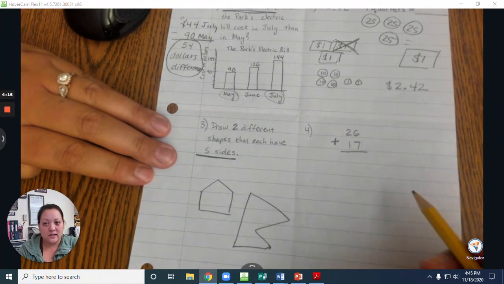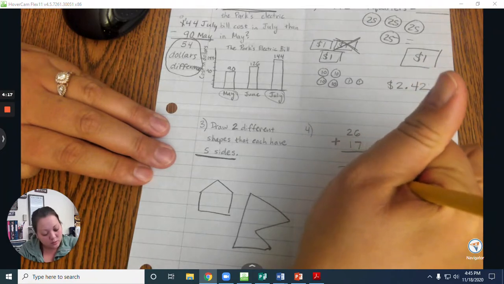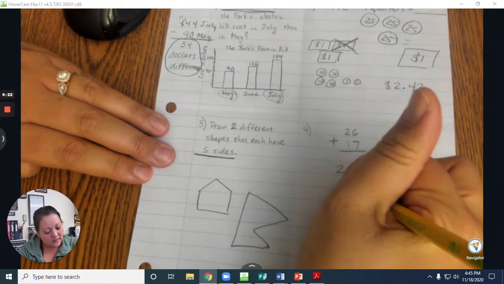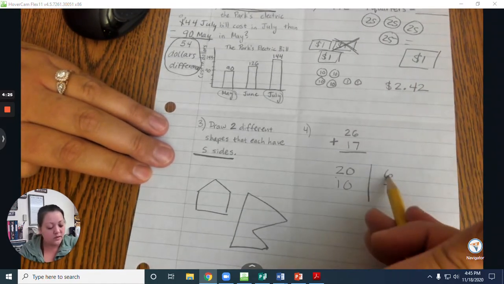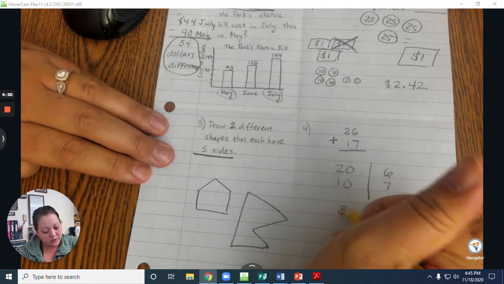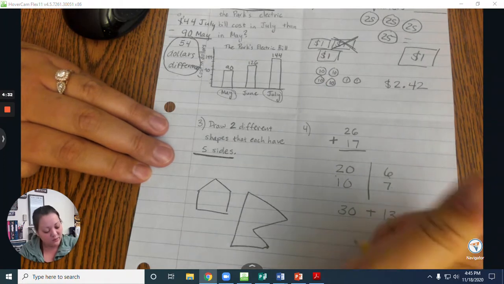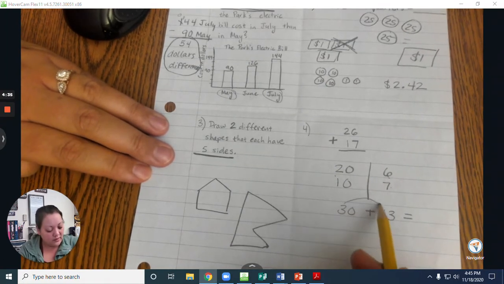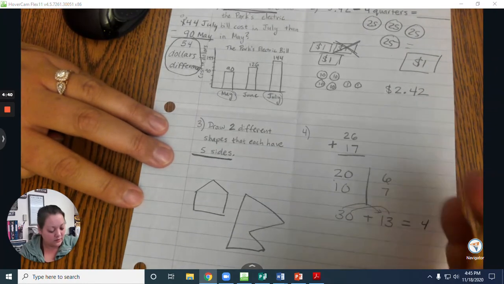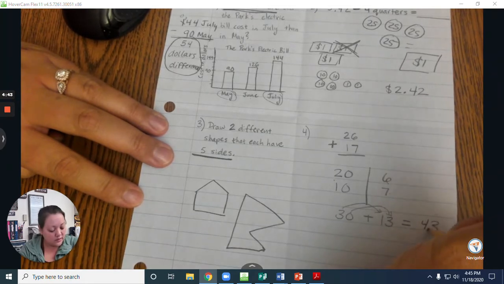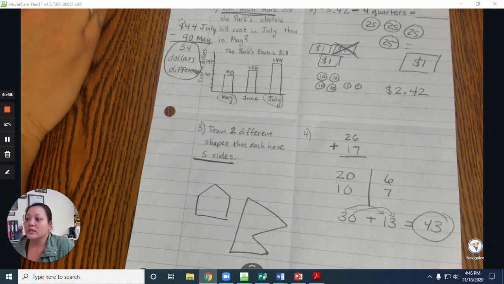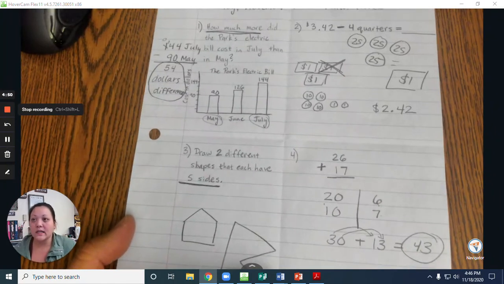And 26 plus 17. So I'm going to do the break apart method. 20 and 6. See where I got that one? And 17, so 10 and 7. So 6 plus 7 is 13. And 20 plus 10 is 30. And if I add these 2 together, that's 4. And if I add these 2 together, 0 and 3, that's a 3. So it's 43. Okay, so please be sure to correct if you've missed any.